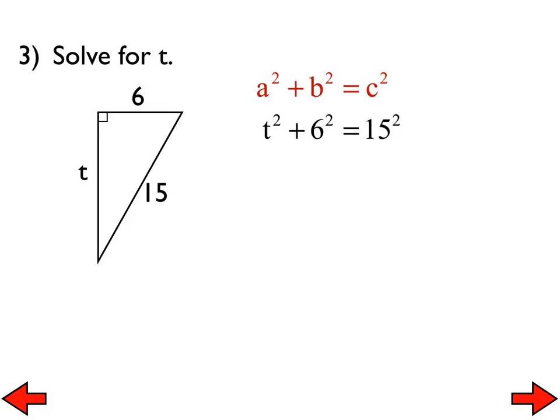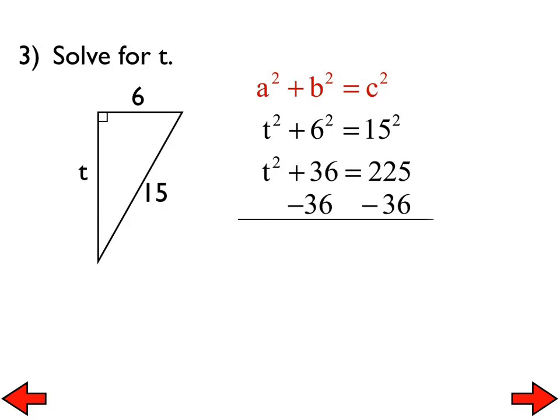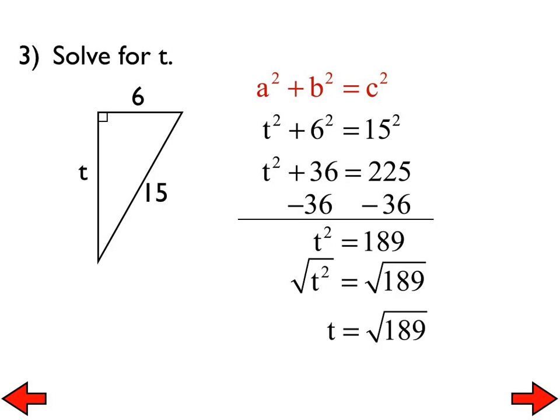All right. You should know enough to go ahead and finish that one. Continuing on here, 6 squared is 36. 15 squared is 225. Subtract 36 from both sides. Remember, we need that variable squared by itself. Now take the square root of both sides. The square root of 189 can be simplified to 3 square roots of 21. And then to the nearest tenth place would be approximately 13.7. Any questions on number 3?